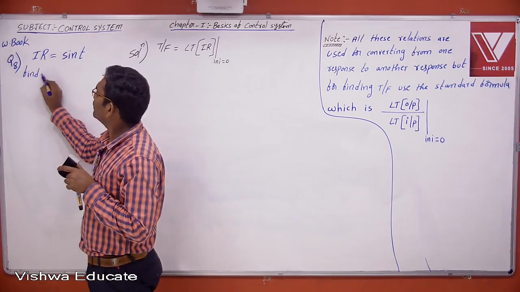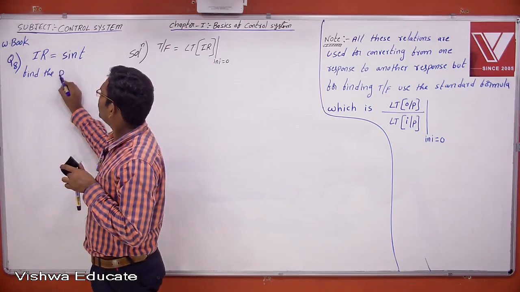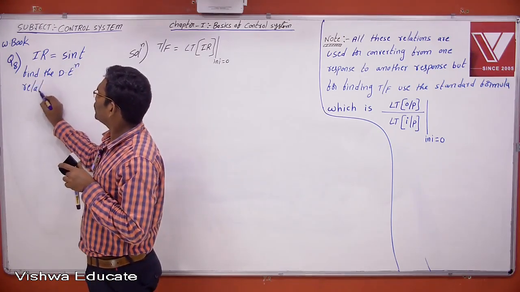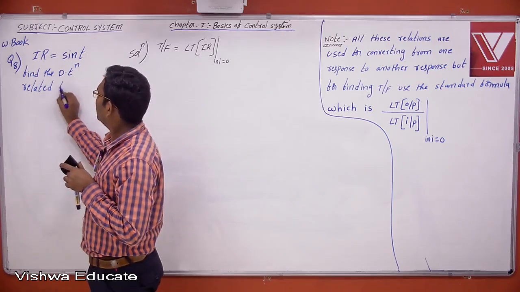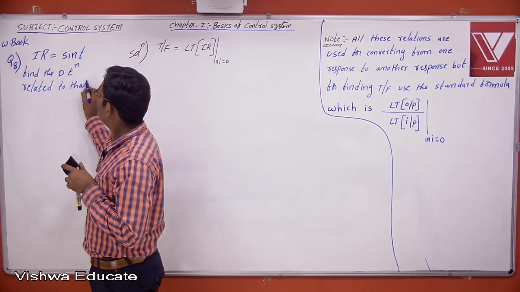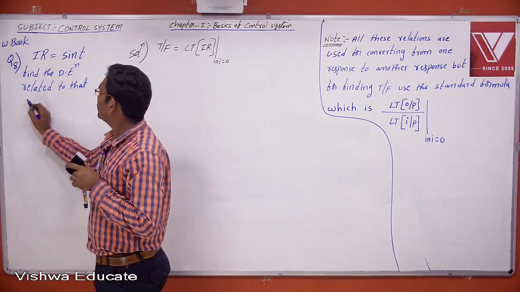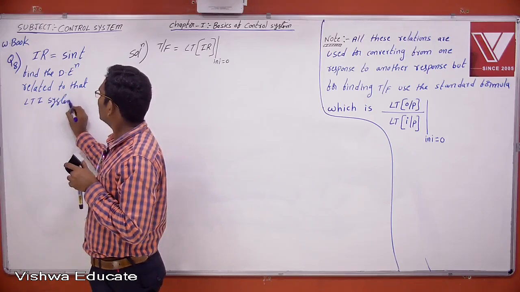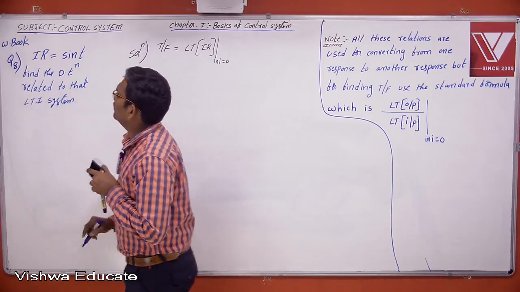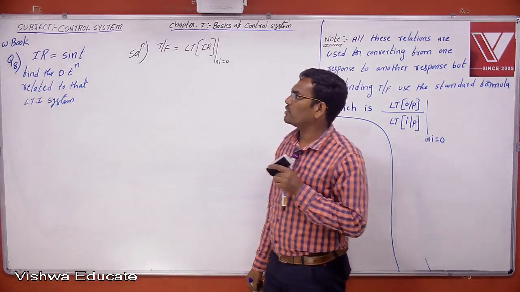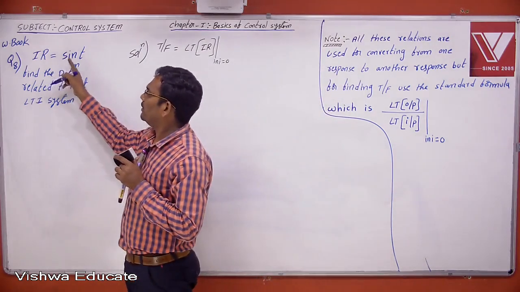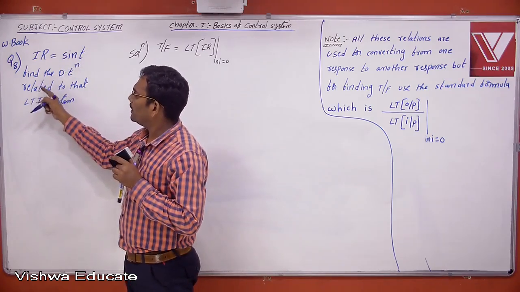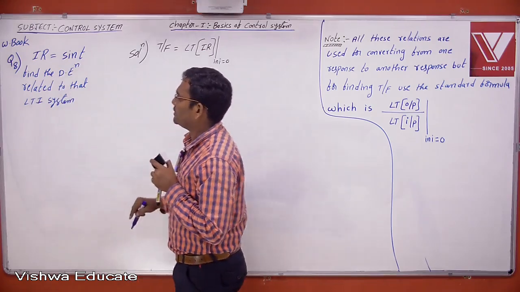to find the differential equation related to that control system, to that LTI system. Now this is the question. What is asking? In our classroom workbook, question number 8: the impulse response of an LTI system is given as sin t. Find the differential equation related to that LTI system.